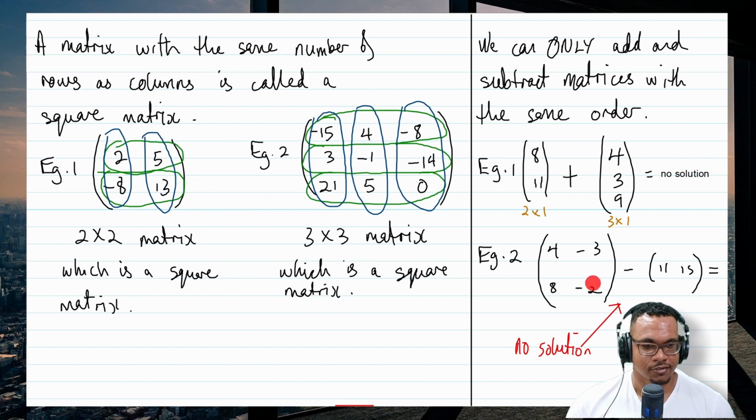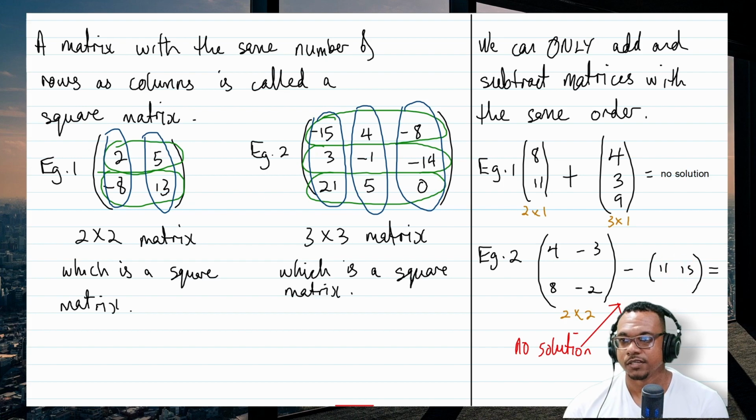This is a square matrix, a 2 by 2, with 2 rows and 2 columns. And this one is 1 row and 2 columns, so it's a 1 by 2. They have different orders, and you can see they look different. So you can't add them, you can't subtract them. No solution. So let's put this across on the Jamboard.